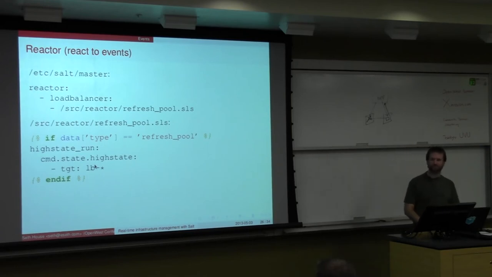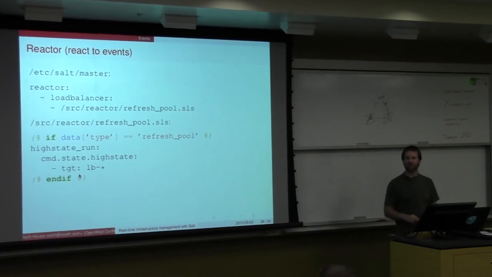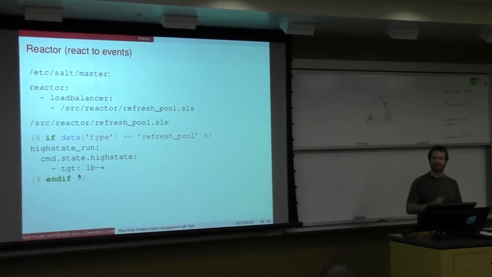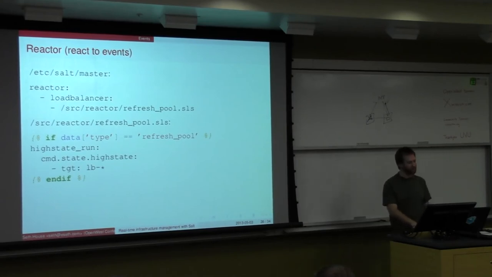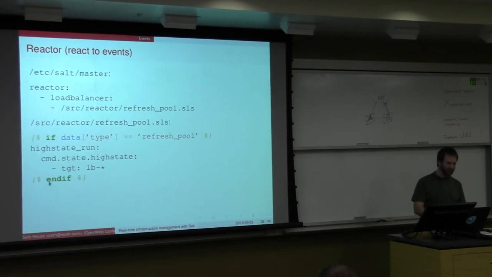Does that make sense? You can still just use node groups right there as the target, correct? Yep. There are several options that can go under here, and they correlate to the CLI interface: target type, the command, and any arguments. If you wanted arguments, for example, you would put another list item in here called arg or args, and specify a list in there.